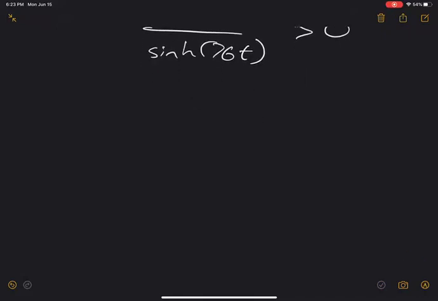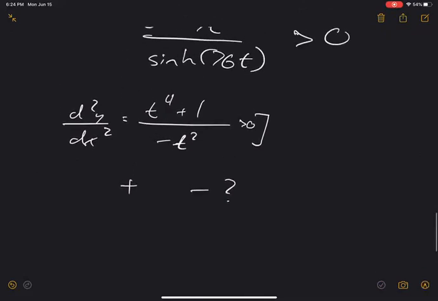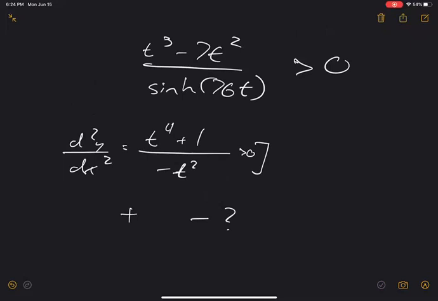At the end for concavity, maybe you'll end up with a second derivative that's fairly straightforward. Maybe t to the fourth plus 1 over negative t squared. Let's say this is my second derivative. You need to be able to look at this and say, okay, when is this positive and when is it negative? That's going to tell you about your concavity, right? So this is the level of concavity stuff we need to be able to do, solving for when this is greater than 0. Any questions on what I've just said?